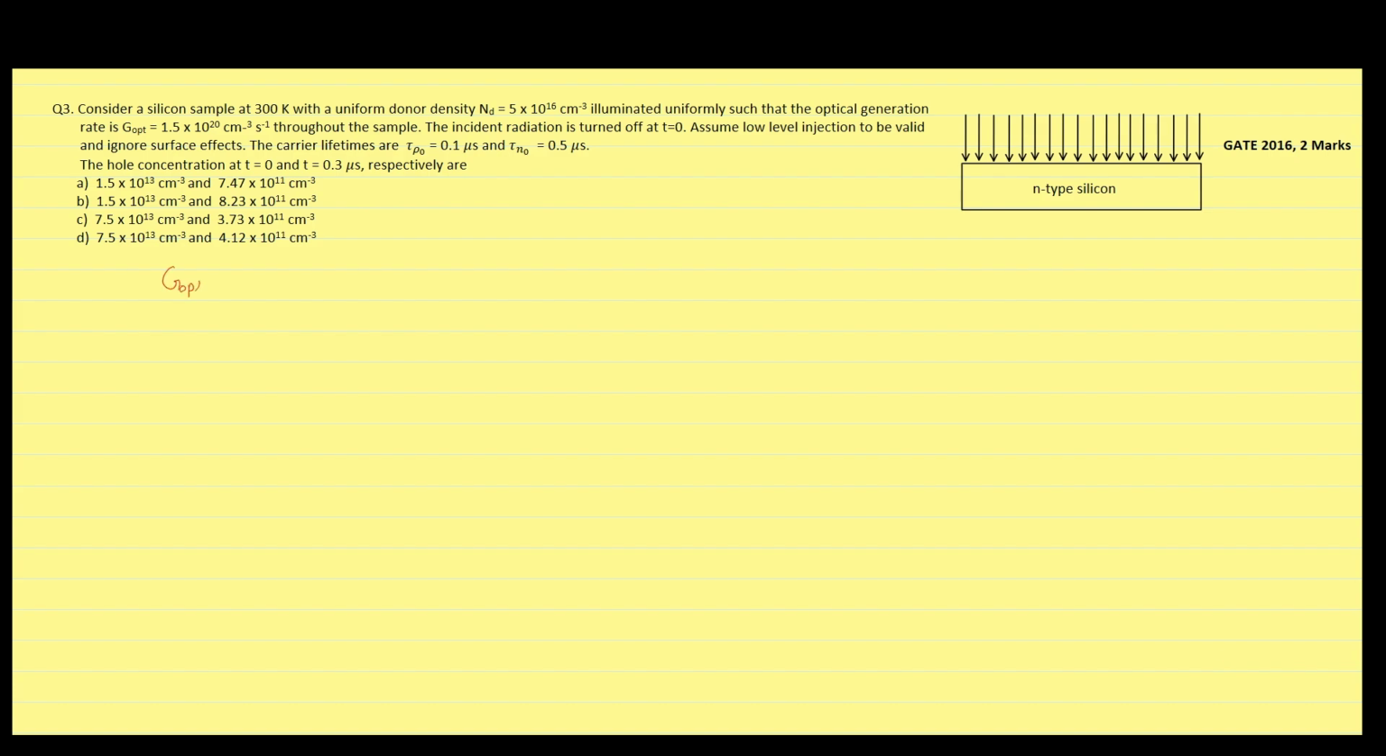Optical generation rate is provided as 1.5 into 10 raised to the power 20 per centimeter cube second. It is provided that the illumination is taken uniformly. We also know for the semiconductor to be in equilibrium, the optical generation rate is equal to recombination rate, which is further equal to excess concentration divided by carrier lifetime of minority carriers. And here, since the semiconductor is N-type, the minority carrier will be hole. So, the lifetime that will be used will be of hole. Now, you have to simply put the values.